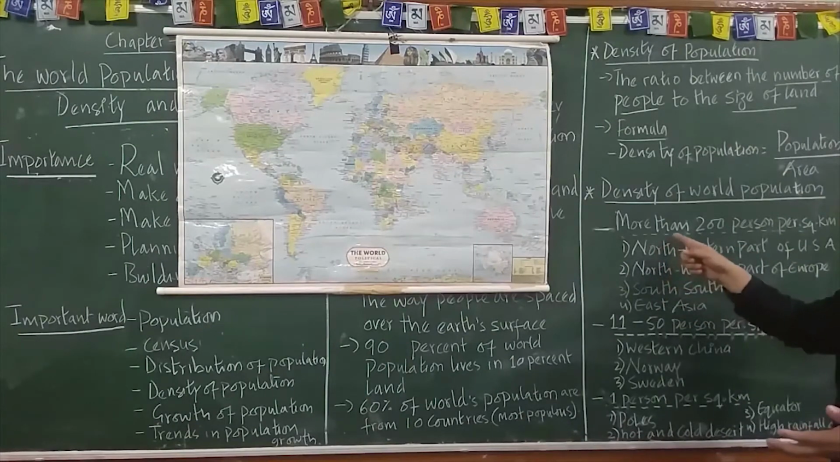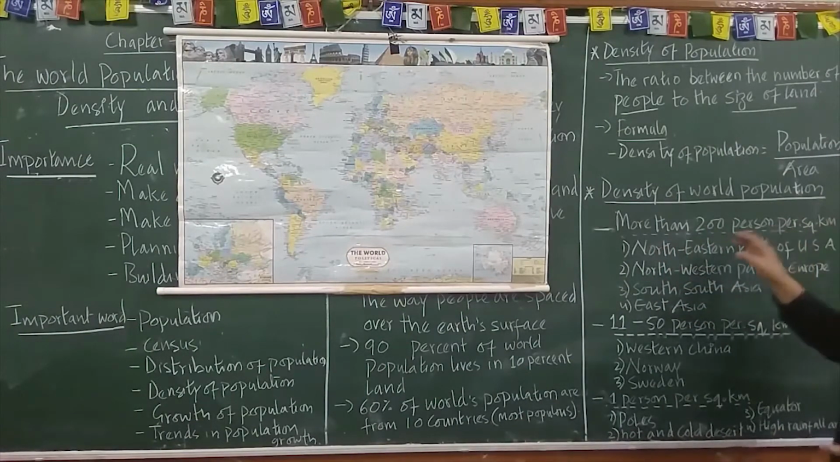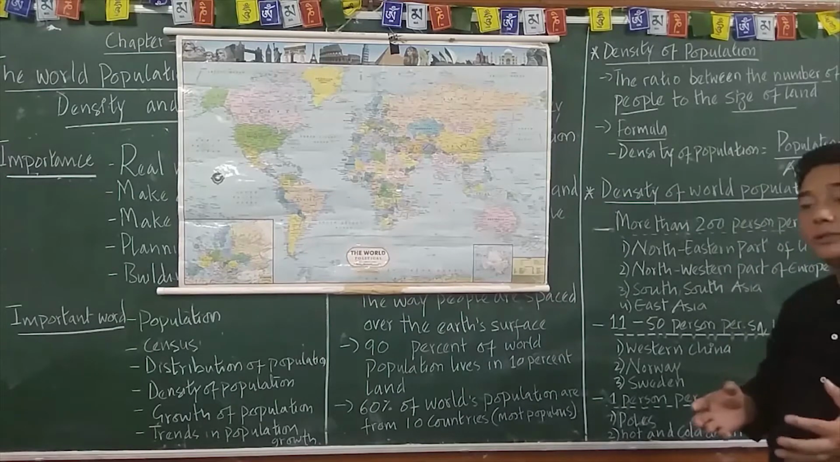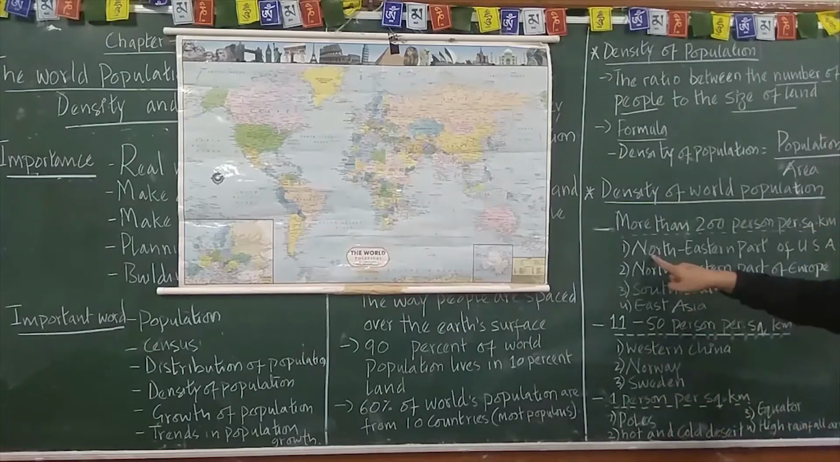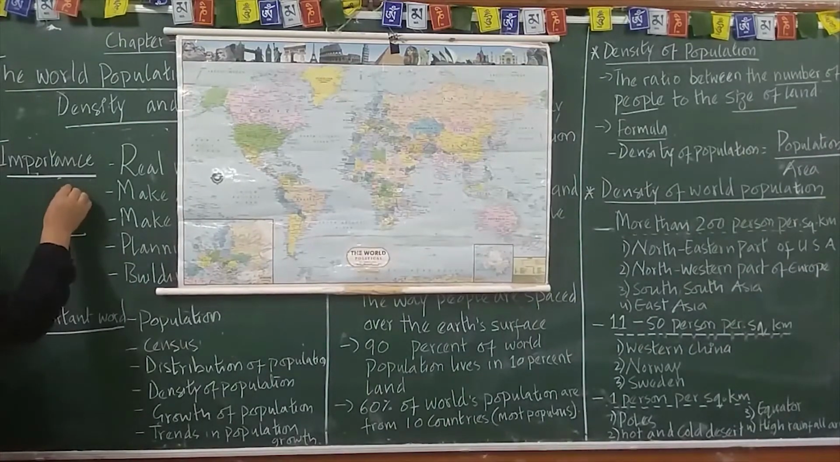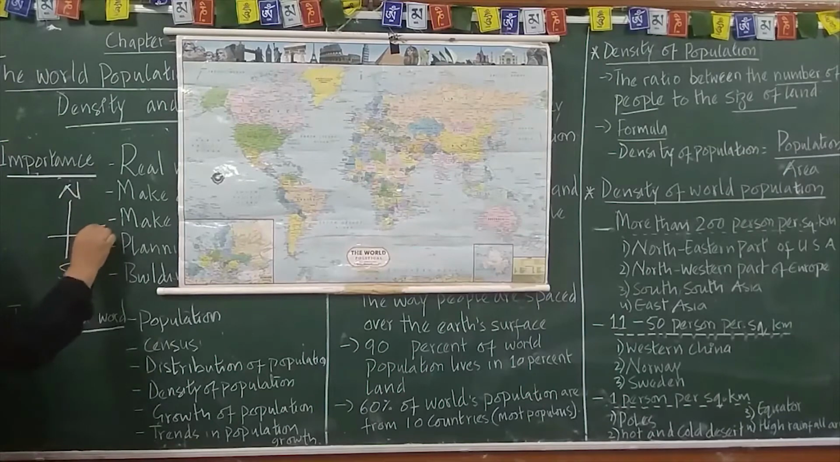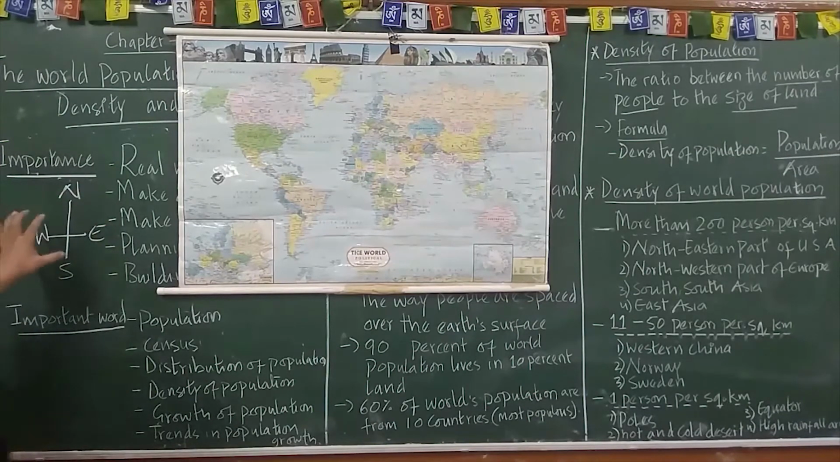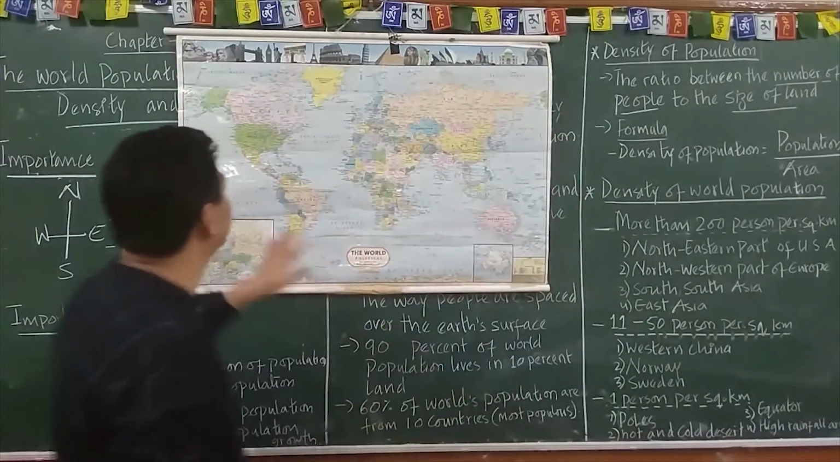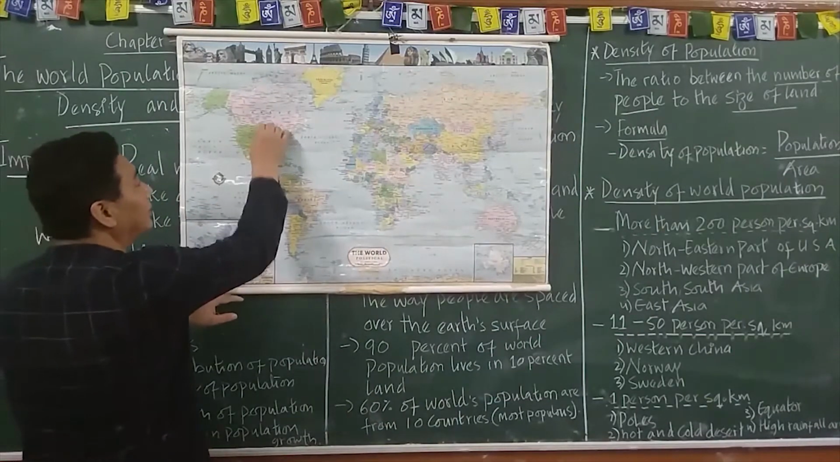So the density of world population: the areas where more than 200 persons per square kilometer are living are the northeastern part of USA. When you are locating on the map, please try to go by the 4 cardinal directions, that is north, south, east, and west. Please place these 4 cardinal directions and try to find out the direction. Is that clear? So I'm going to place it over here.